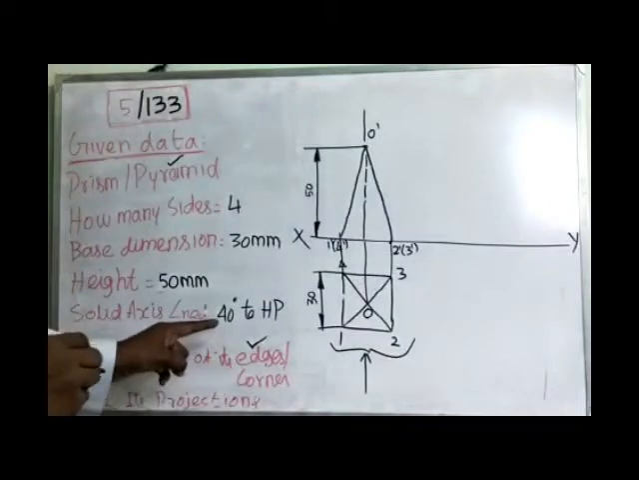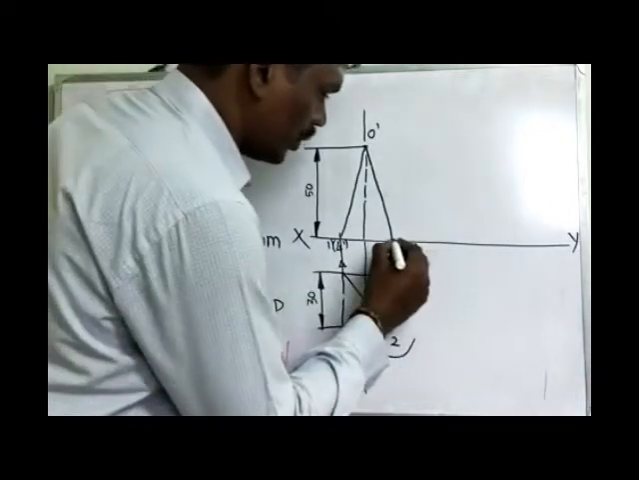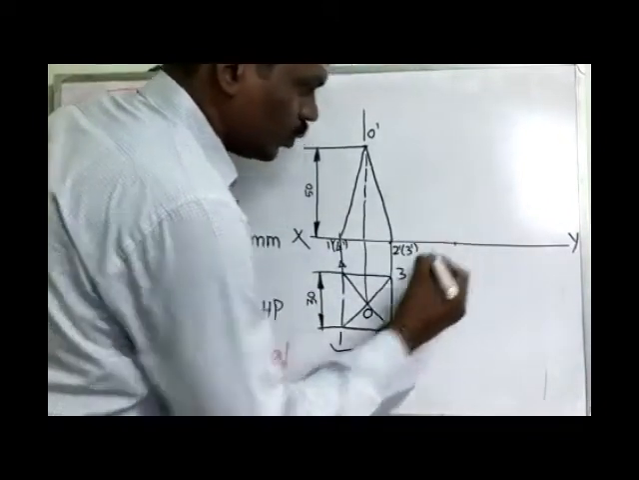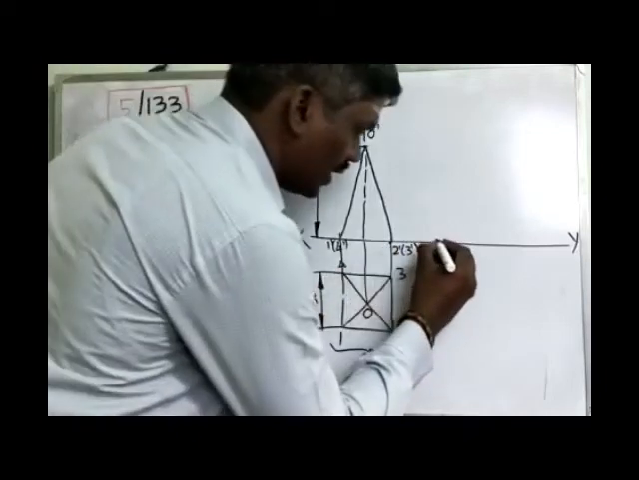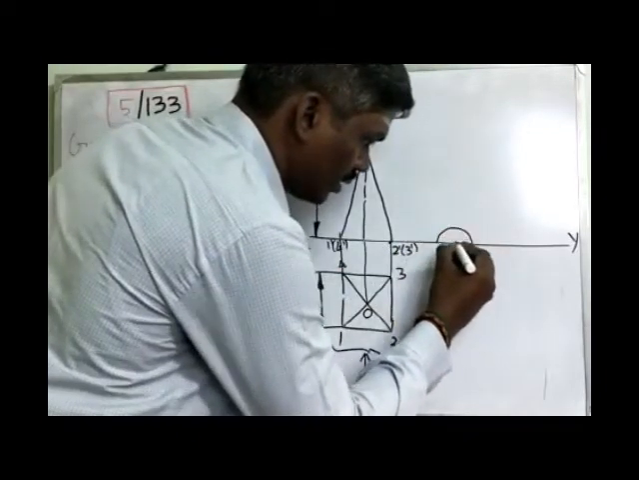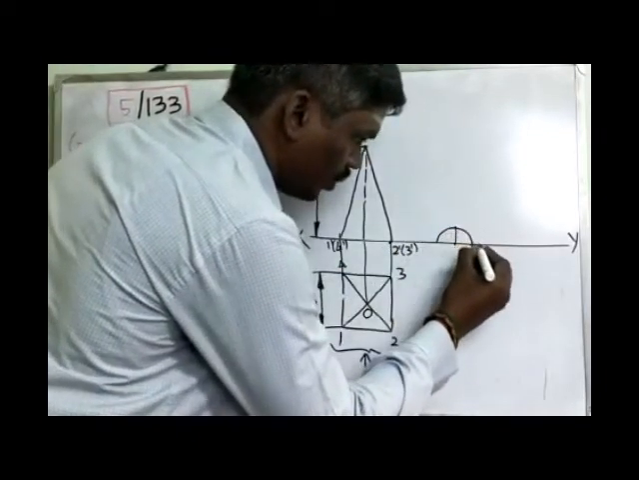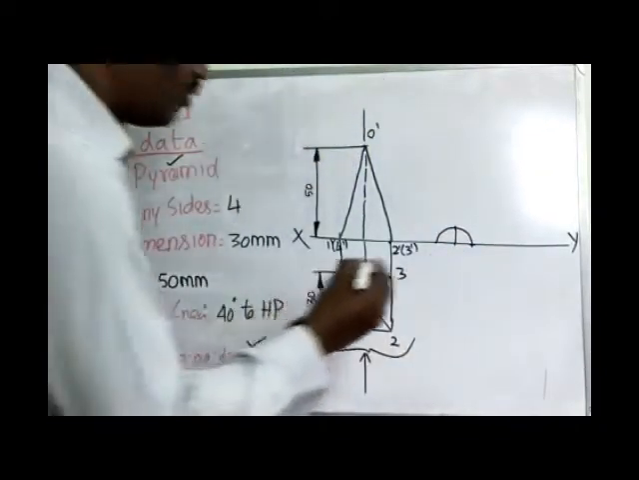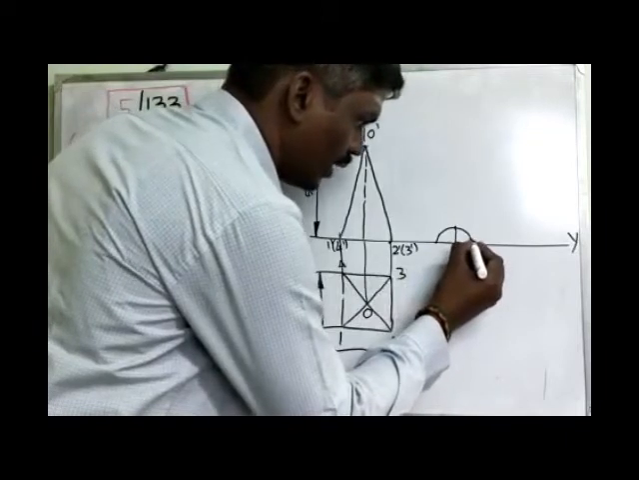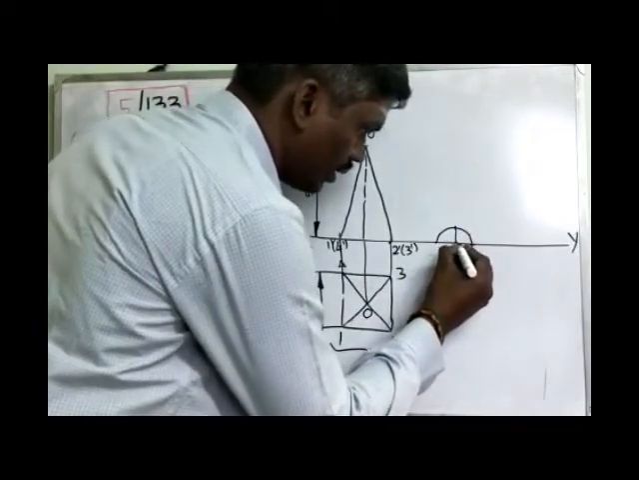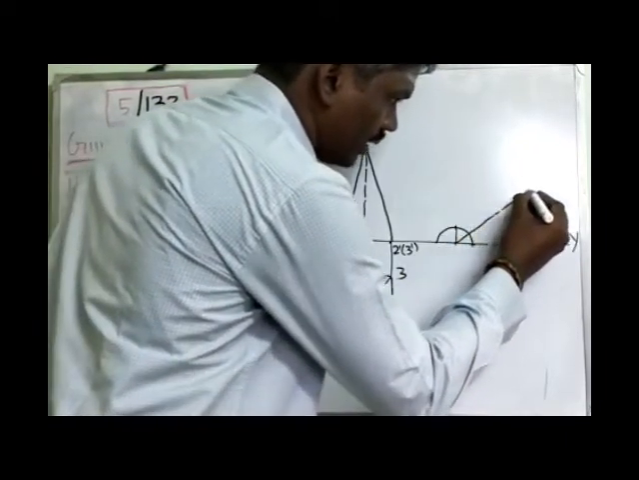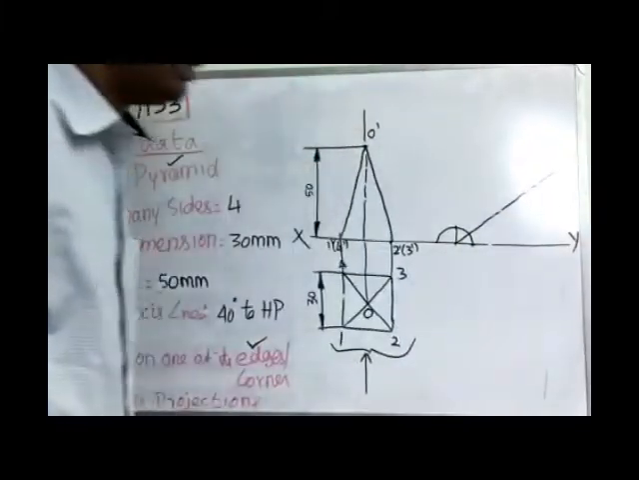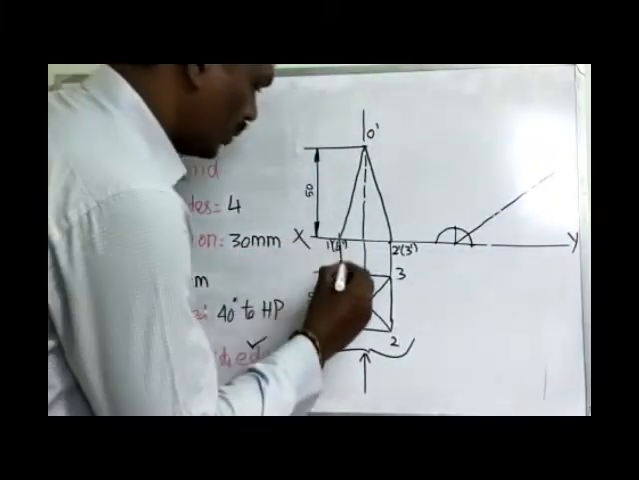Now the solid axis is inclined 40 degree to VP. 20 to 30 mm somewhere, you mark a point. You set the protractor. You mark 0 degree, 90 degree, 180 degree. Then only you mark 40 degree: 0, 10, 20, 30, 40. Now you draw the axis line.